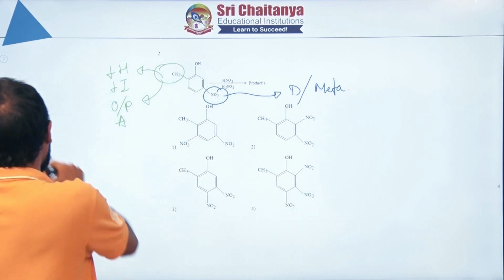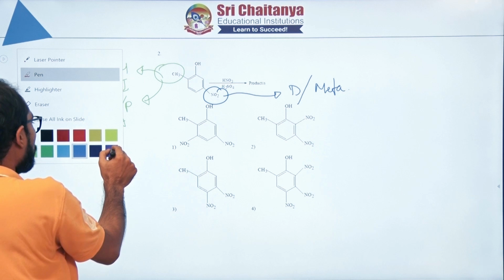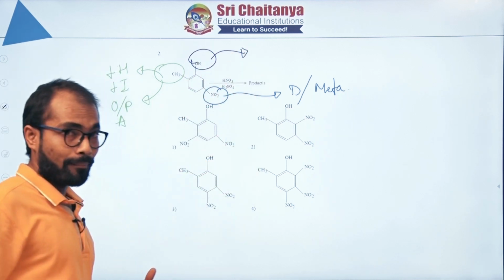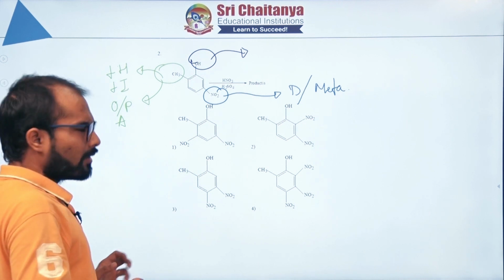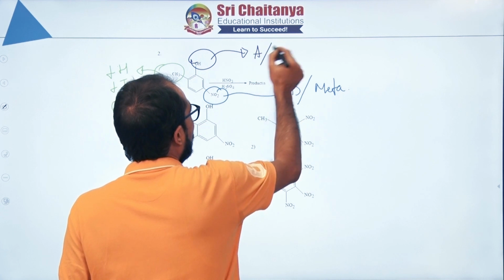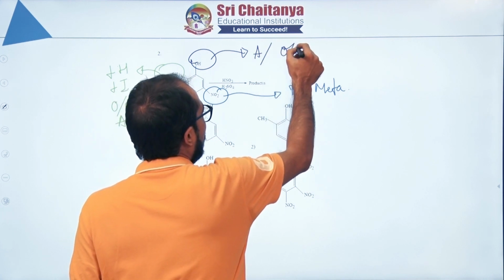Now what else is left? We have an OH group as well. Let me use a different color for OH. Now this OH group has plus M as well as minus I, but the plus M is more dominant. So again it is an activating group and the directing nature is ortho para directing.